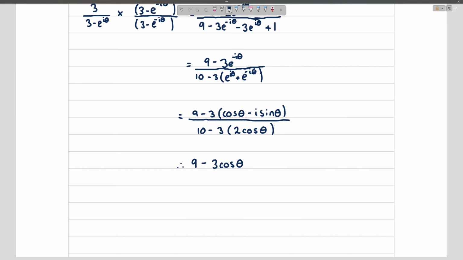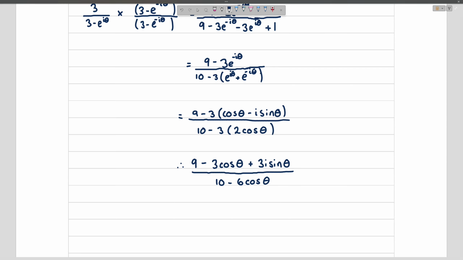So 9 minus 3 cos theta here, and then minus 3 times minus i sine theta. That just gives us 3i plus 3i sine theta there. That's the numerator dealt with. And now for the denominator, we get 10 minus 6 cos theta there. Okay, and then we're nearly finished here.